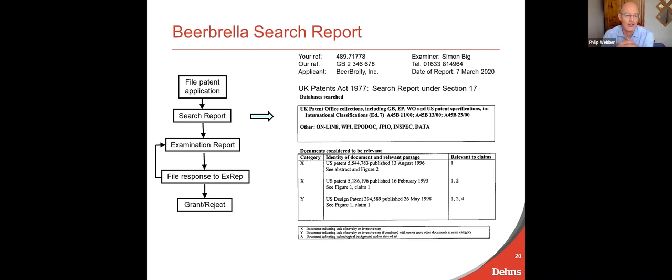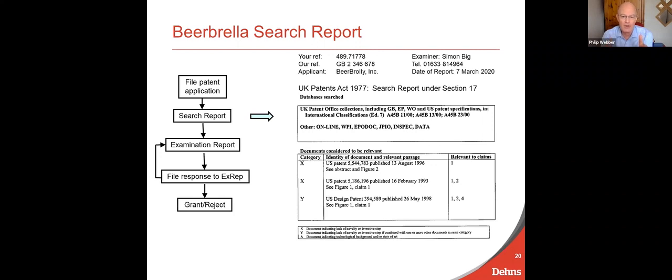The examiners will also search scientific databases, literature, trade journals, and anything else that they can get their hands on, and then they will produce a search report. A search report is basically a list of the documents that the examiner thinks might be relevant to judging whether your invention is novel and inventive. They will send this search report to the patent attorney in the first instance. In this particular case, the patent office examiners found 3 US patents, but they could have been any particular documents. The fact that they're patents is irrelevant.